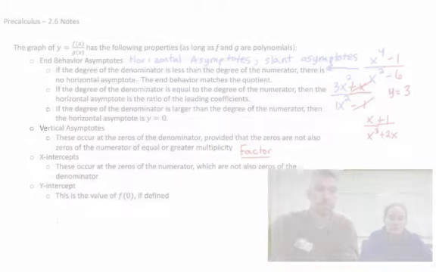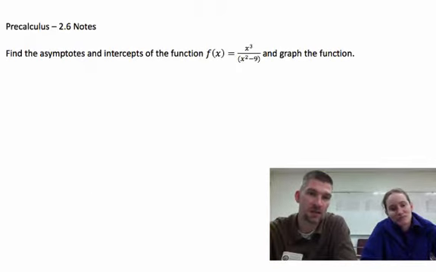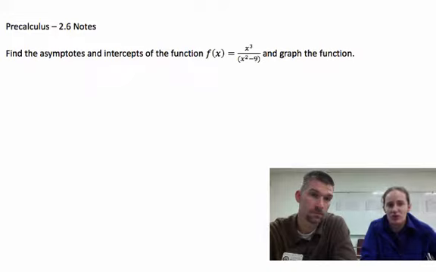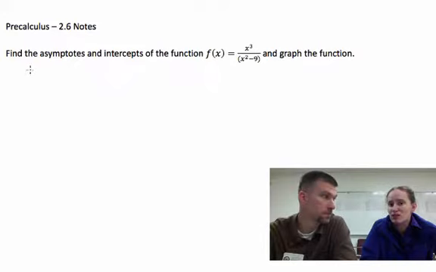Okay, so find the asymptotes and the intercepts of this function and graph it. This will play into what we've talked about on the last slide, because almost all of that, actually all of that, is super helpful information.